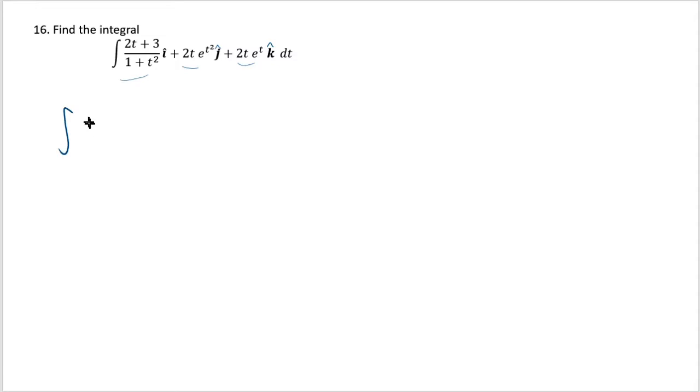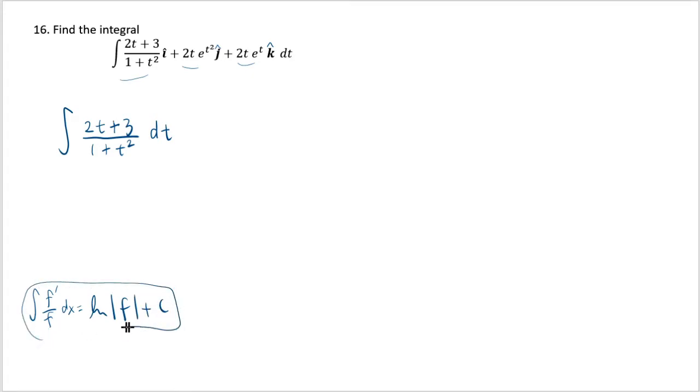Here, the questions are selected so that you can review some really basic types of integrals. So the first integral, when you have a fraction, handy formulas to use are the fact that integration of f prime over f gives you ln of the absolute value of f plus c. That's very important. On the other hand, integration of 1 over 1 plus t squared, that's arctangent.